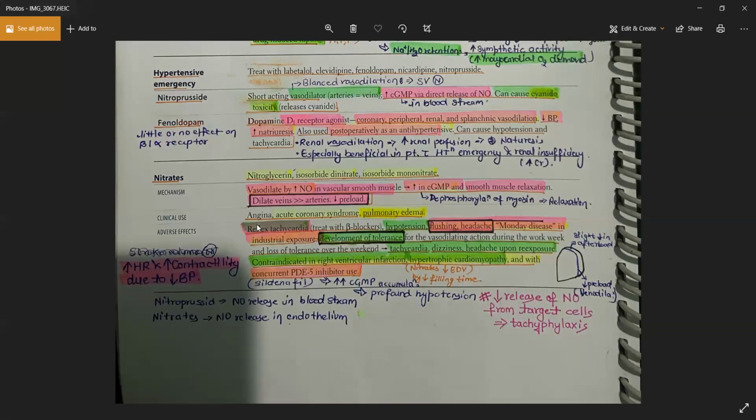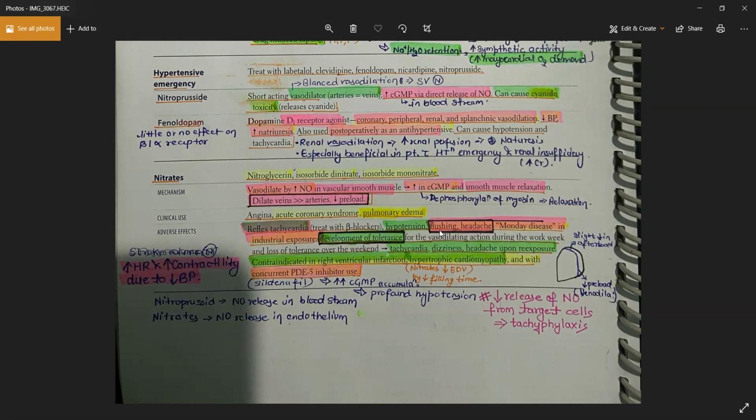Nitrates are used for angina, for acute coronary syndrome, and for pulmonary edema, very important. You have only two or three drugs for pulmonary hypertension and pulmonary edema, and one of them is the nitrates. Adverse effects: because of the vasodilation and the reduced preload, they can cause reflex tachycardia, which will be treated with beta blockers. They all can cause hypotension because of loss of cardiac output as well as decrease in total peripheral resistance.